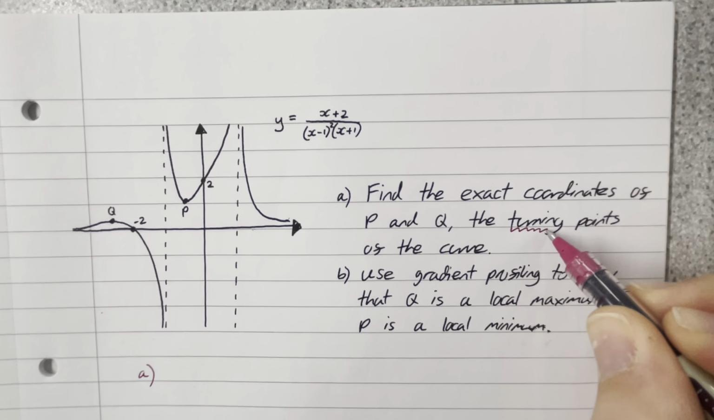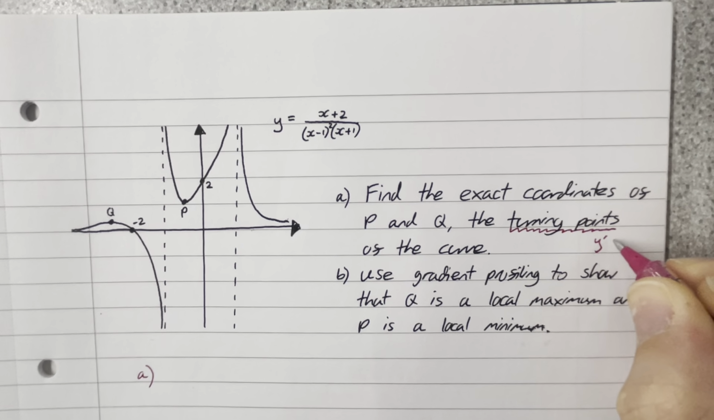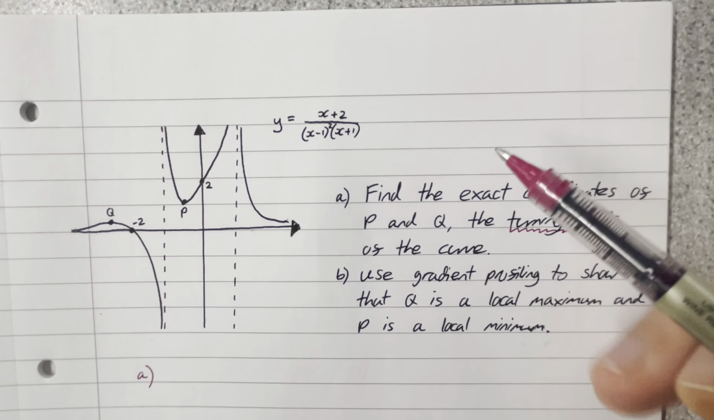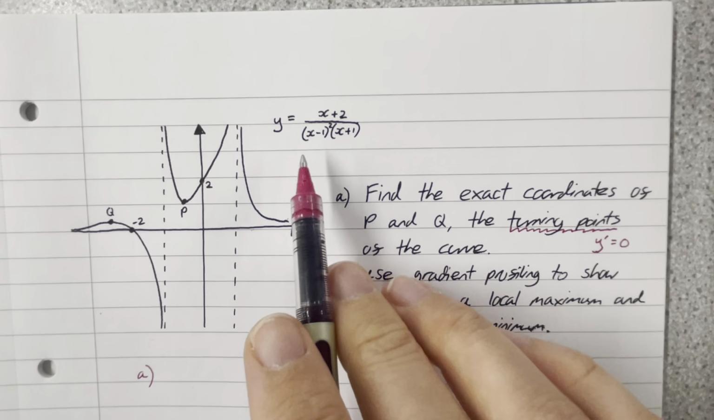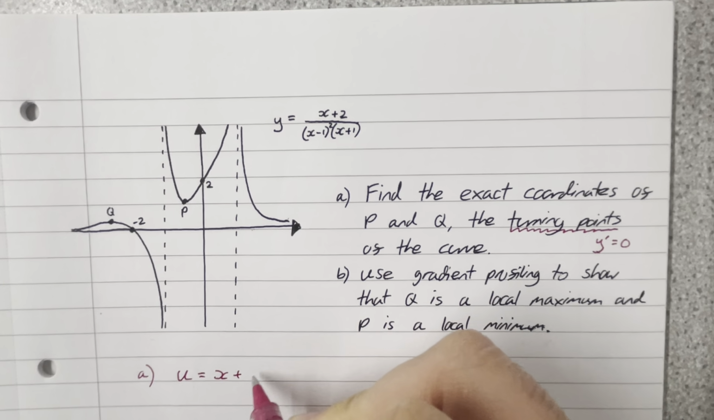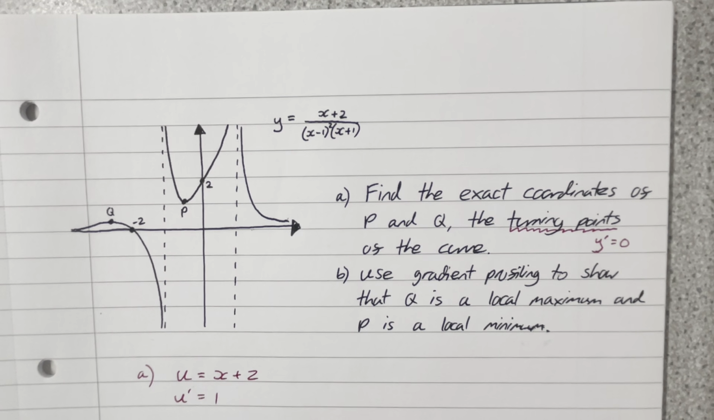So as soon as you see the phrase turning points, you need to immediately make links to y primed is 0. So we're going to need to differentiate the function and set that to be 0 and then solve it. So this is a quotient. So we're going to have u, which is the top, x plus 2, and u primed is the derivative of that, which is the number 1.